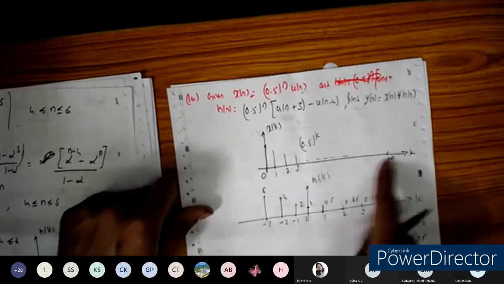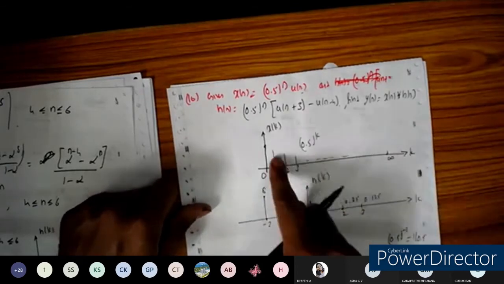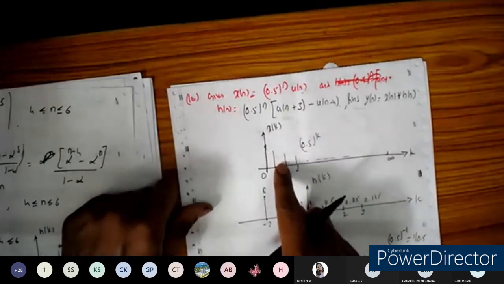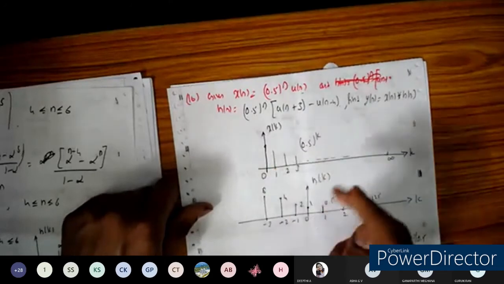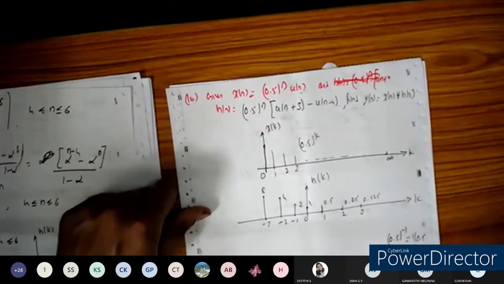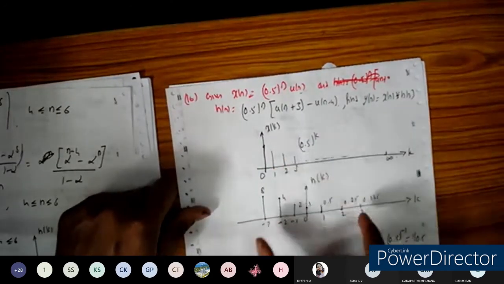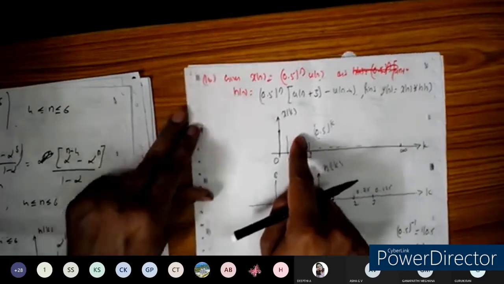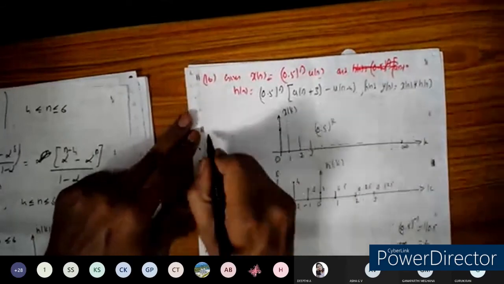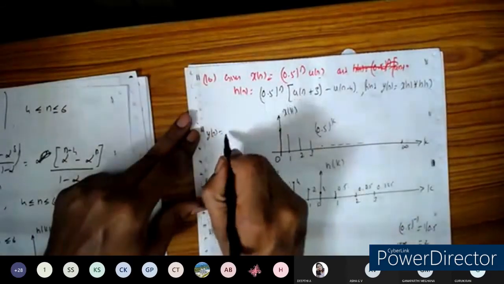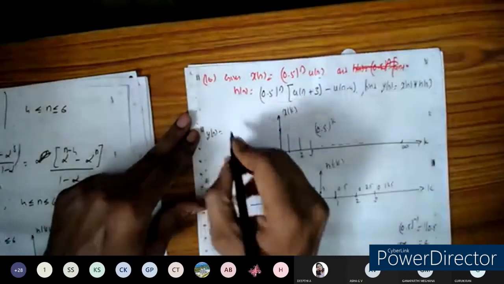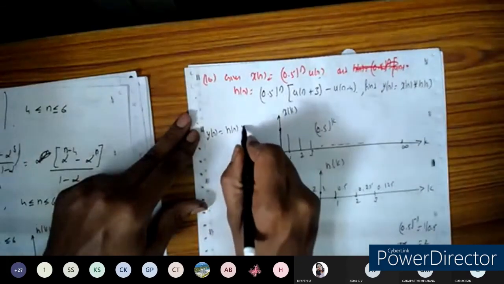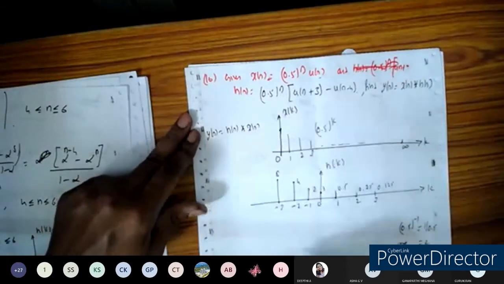Now among these two, let me introduce the shift in this one, because we can play with this one easily rather than that one. So I am going to fix this one here, and we're going to introduce the shift in this sequence. So let us take y of n is equal to the convolution of h of n with x of n.